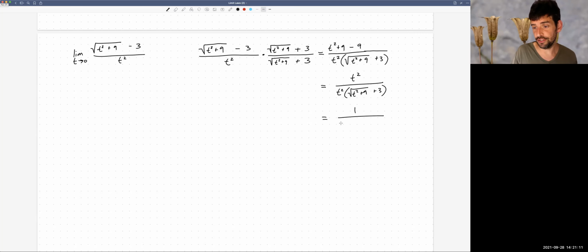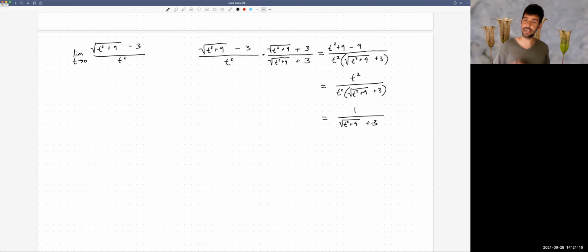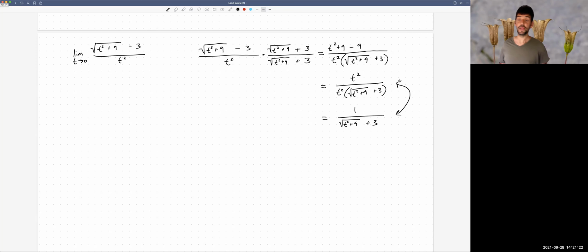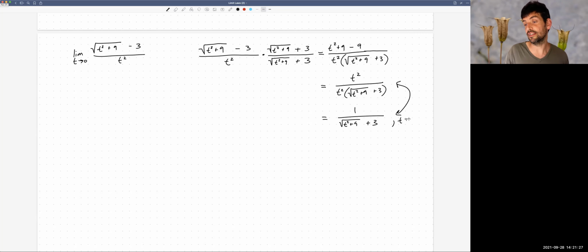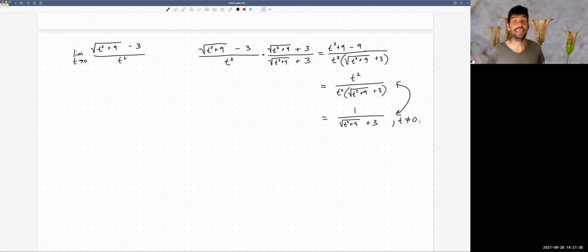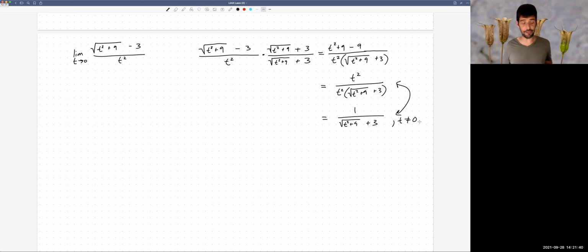Why am I allowed to do this? Well, the thing I'm writing now is not the same thing as the line above. These two things are not the same, right? However, they are the same when t is not equal to 0. And the one place I don't care about when I'm taking the limit as t approaches 0 is at 0. I care about all the other numbers, especially the ones close to 0, but I definitely do not care what happens at 0. So this thing here is the same as what we started with, right?